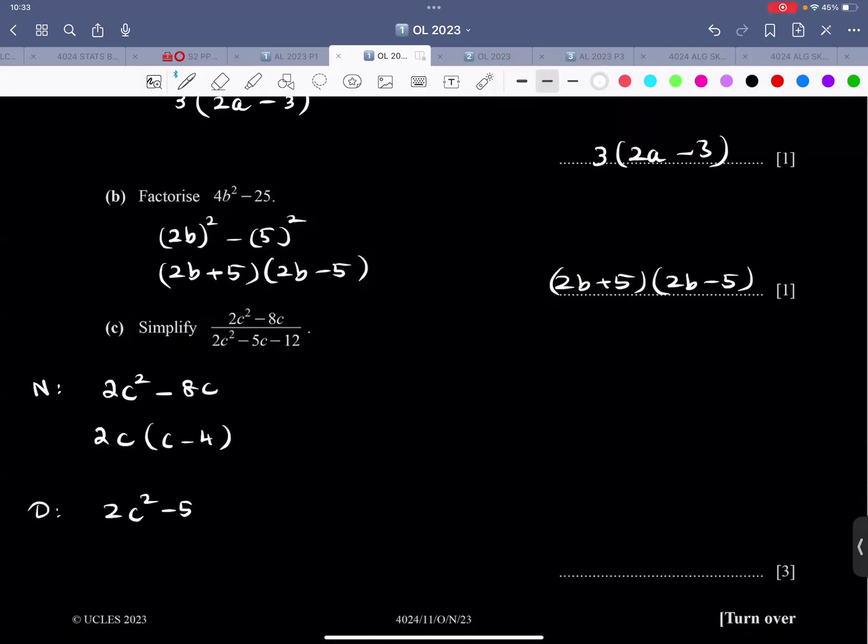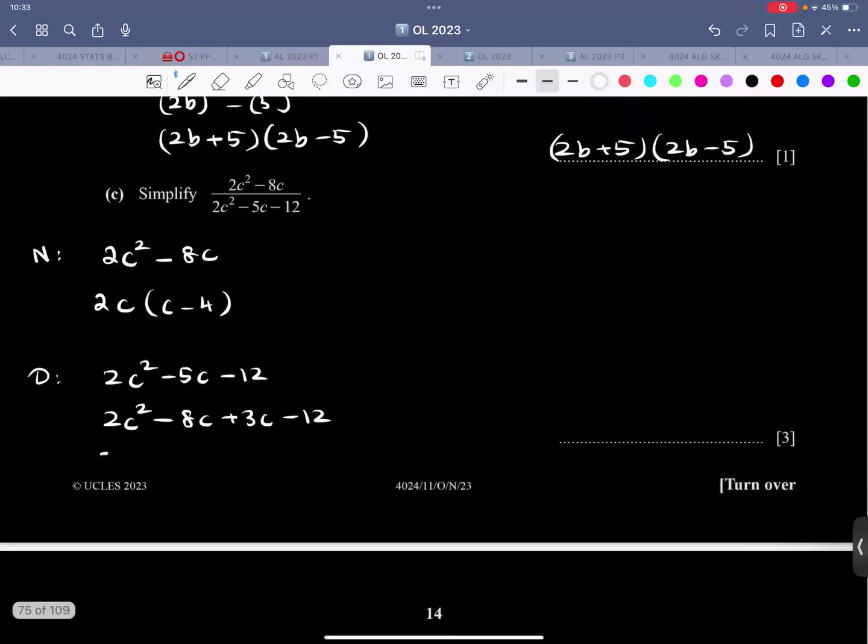2c square minus 5c minus 12. 2 into negative 12, negative 24. So 8 into 3. 2c square minus 8c plus 3c minus 12. This is 2c, c minus 4 plus 3 into c minus 4. This is c minus 4, 2c plus 3.